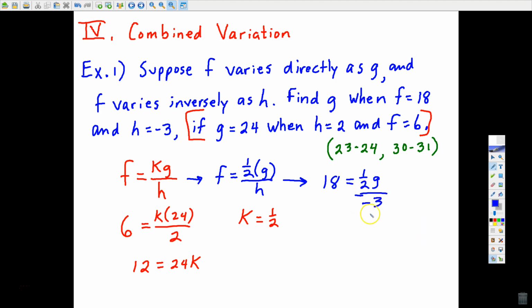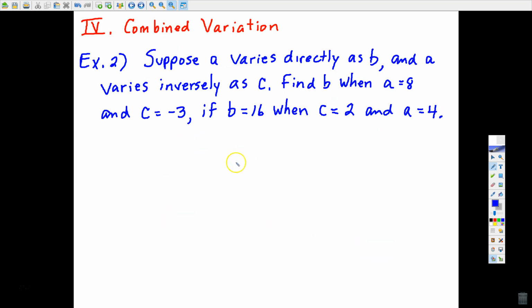Okay, I'm going to multiply both sides of this by negative 3. I get negative 54 is equal to 1/2 g, and then it's pretty obvious how I solve for g. I just multiply by 2 on both sides, and I get negative 108 is my answer, my final answer for g. Okay, so once again, it's imperative that you find k, write the equation with that new number that you found for k, and then it's just a matter of substituting and using algebra to find whichever variable they ask you to find.